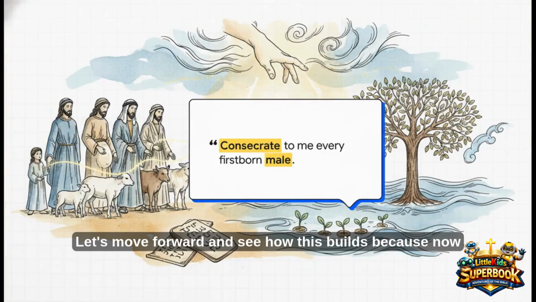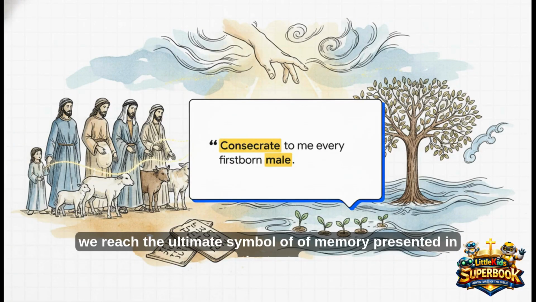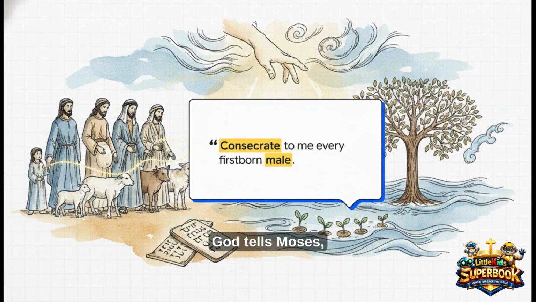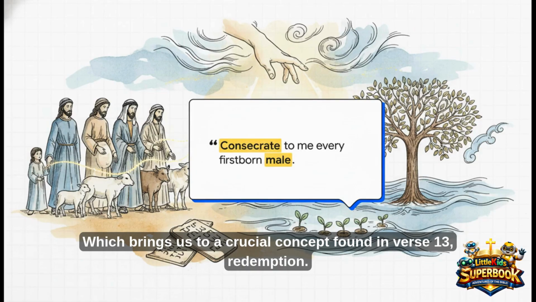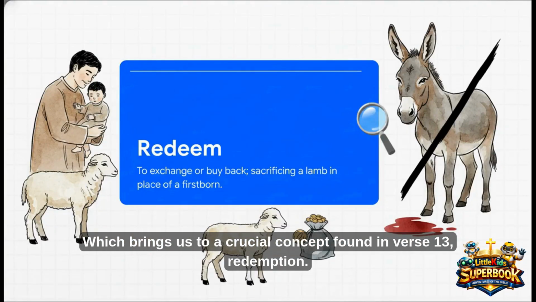Let's move forward and see how this builds, because now we reach the ultimate symbol of memory presented in the text. God tells Moses, "Consecrate to me every firstborn male. The first offspring of every womb among the Israelites belongs to me, whether human or animal." Wow, that is a heavy, absolute claim. The text is literally tying the very continuation of their families and their livelihoods directly to the memory of their liberation. Which brings us to a crucial concept found in verse 13, redemption.